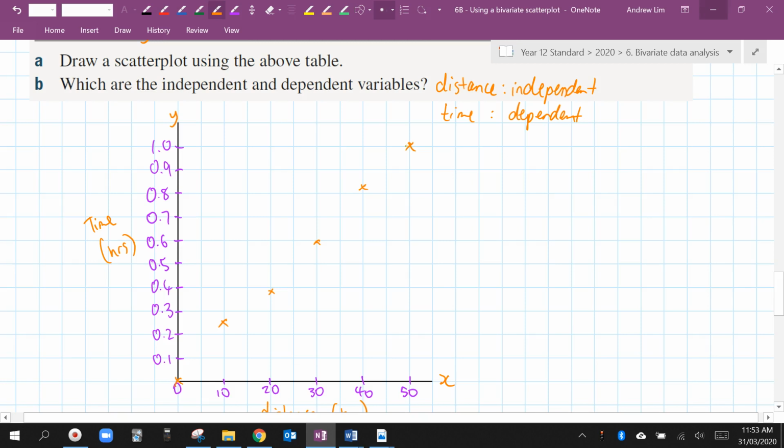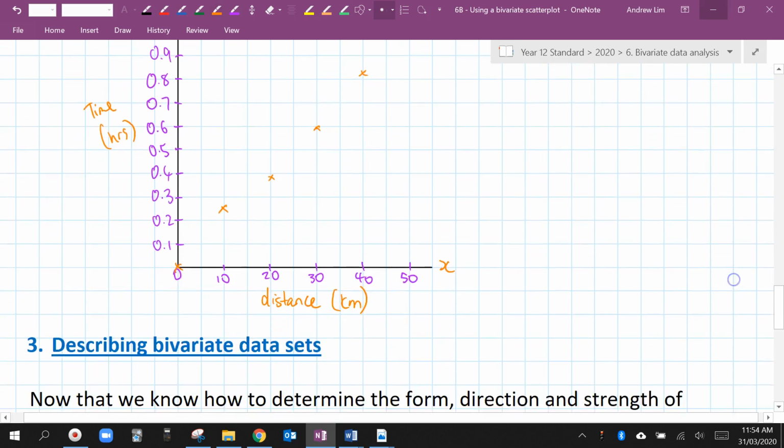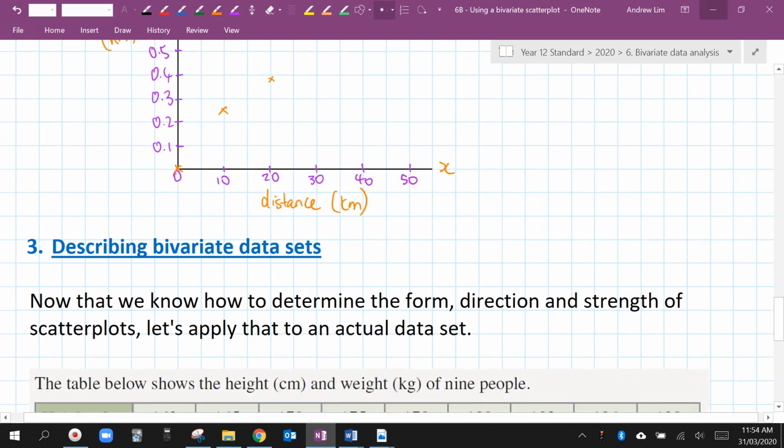And that's it. Okay, do not join the dots, do not join the crosses, do not draw a straight line. Here it just asks us to draw a scatter plot, and that's it. If the question asks us to draw a line of best fit, then we would do that, but now we don't need to. Alright, let's move on to the last thing.